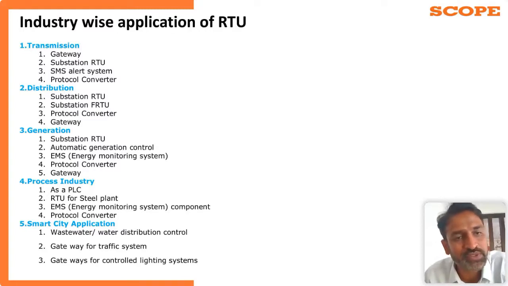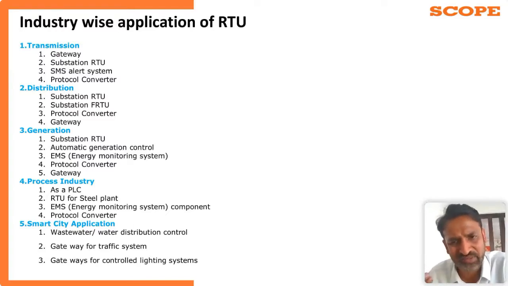When it comes to distribution, RTUs will be used as substation RTUs or substation FRTUs, protocol converters and gateways, same as before. When it comes to generation, again automatic generator control, AVR, AVMs, even substation RTUs, EMS like energy monitoring systems, protocol converters and gateways. When it comes to the process industry or industrial sort of things, these RTUs will be used as a PLC.